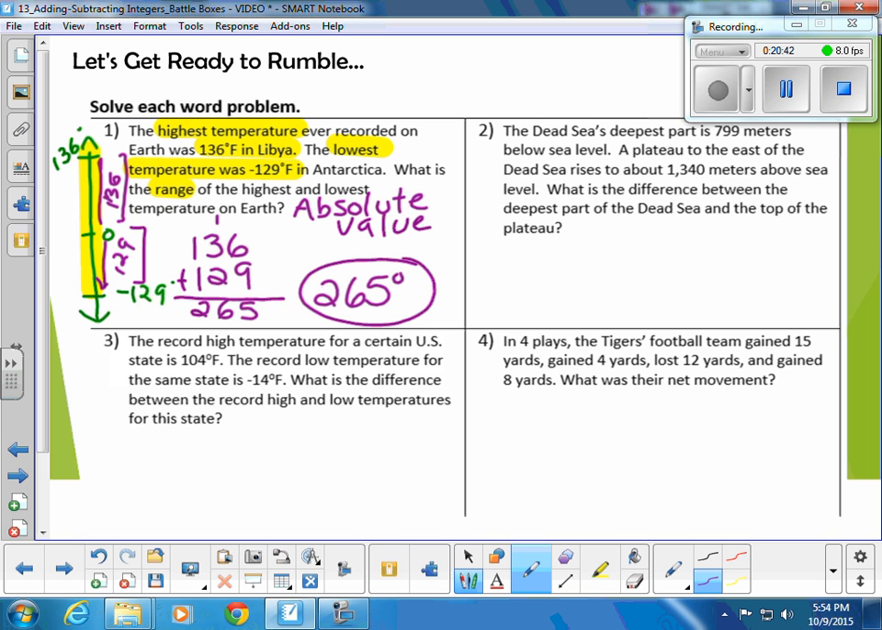Okay, for our next question, this one's very, very similar. And what I want you to think about when you are doing word problems is to draw pictures. So this is talking about the Dead Sea, which we know is going to be water. So we got the Dead Sea here. And then we've got a plateau, which is like a mountain. So we know, we talked about this in class, that sea level is equal to 0. And this says that the deepest part of the Dead Sea is 799 meters below sea level. And if something's below sea level, we know that that means it's negative.